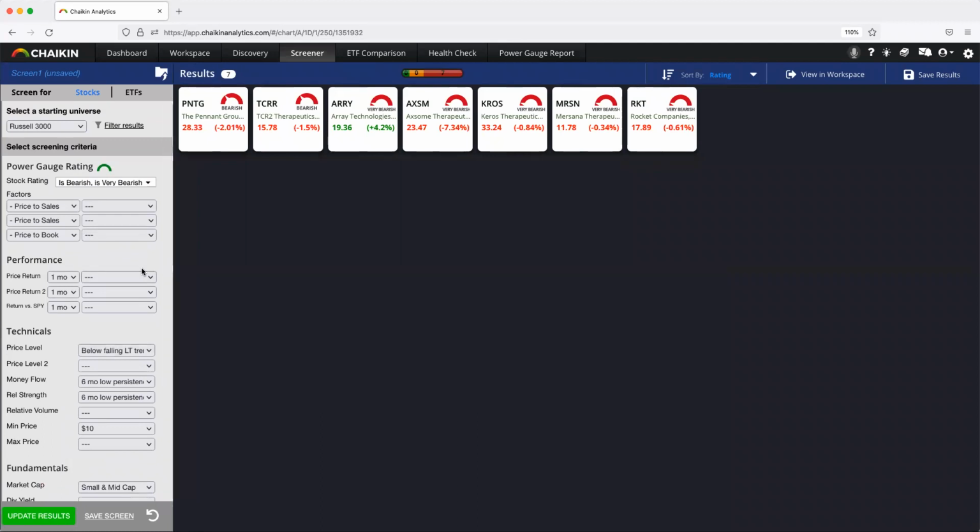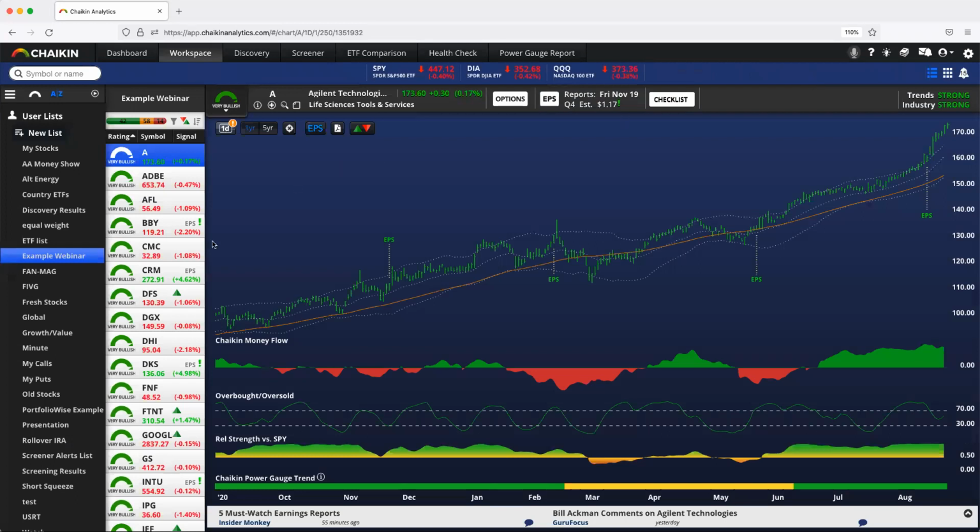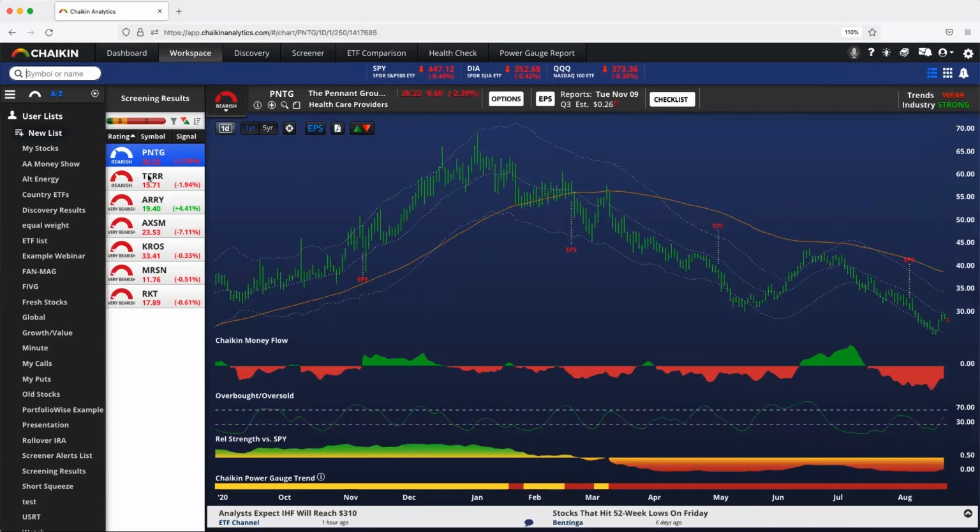But yeah, this is how we can use and how the classic bear, small, and mid cap screen works. And remember, you can click view in workspace, bring these right over to the workspace and read the charts very quickly, go back to the screener and do it all again.